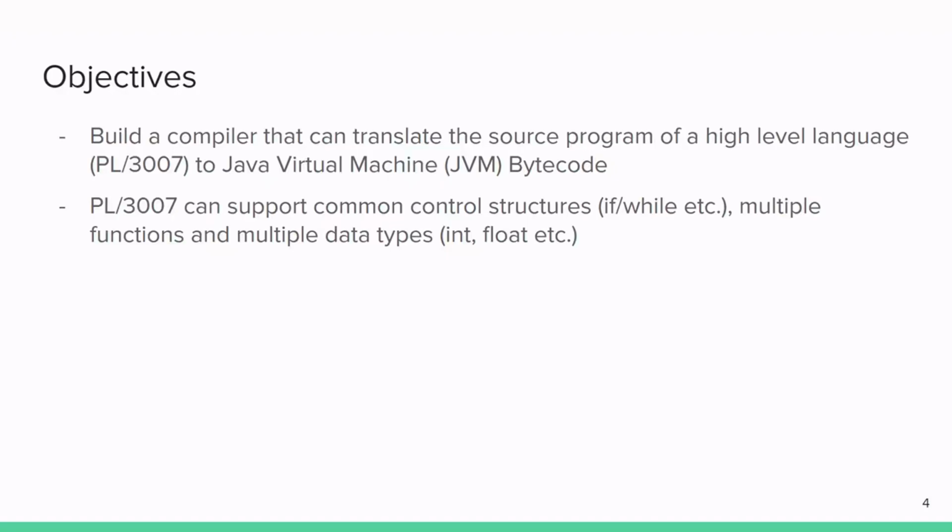So first, the objective of this project is to build a compiler that can translate the source program of a high-level language to JVM bytecode. The high-level language can support common control structures like if statements and while loops, multiple functions, and multiple data types such as integers and floats.